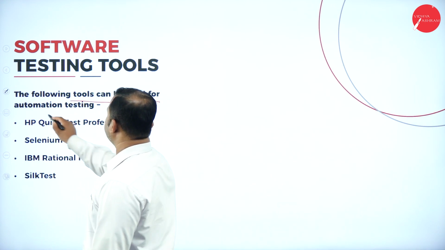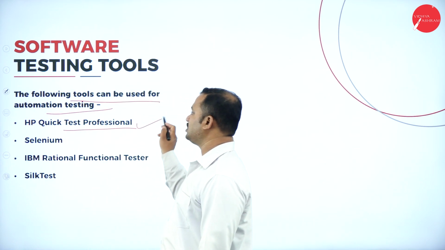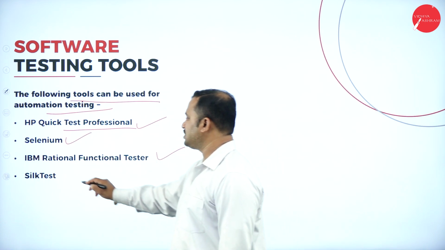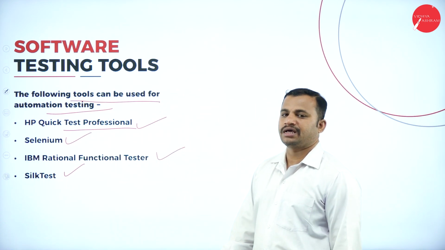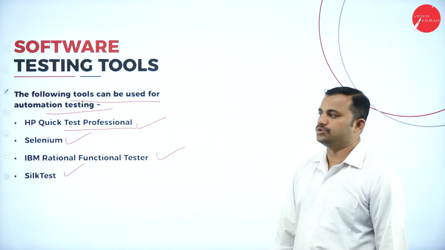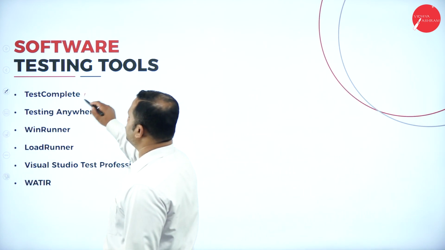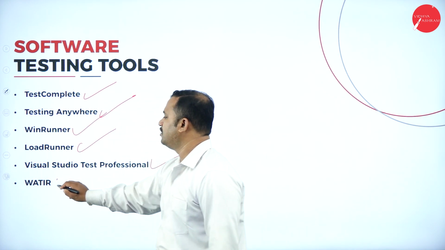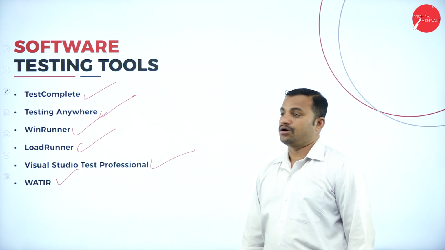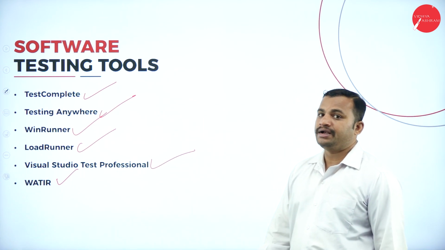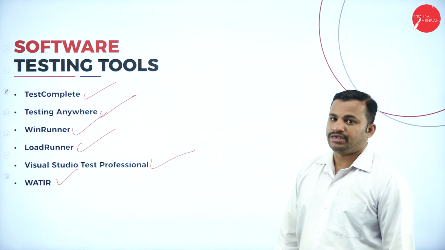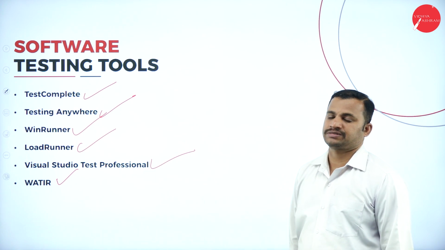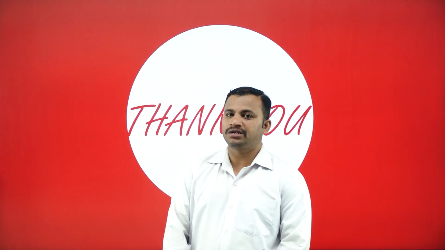The following tools can be used for automation testing. HP Quick Test Professional is one of the important software testing tools. Then Selenium, IBM Rational Functional Tester, SilkTest. These are some of the important software automation testing tools. Software testing tools also include TestComplete, TestingAnywhere, WinRunner, LoadRunner, Visual Studio Test Professional, WATIR. All these are different types of automated testing tools which we use to test the system's performance in terms of load and stress. With this, I'm concluding this session.